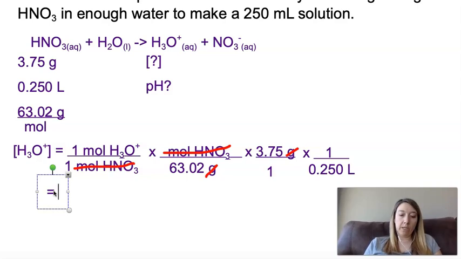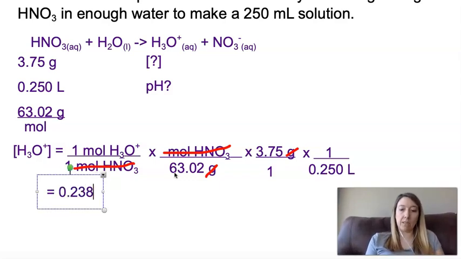So in our calculator, we're going to type all that in. So we're going to do the 1 divided by 63.02, then times 3.75, and then divide by 0.25. Okay, and we get 0.238, and it keeps going.